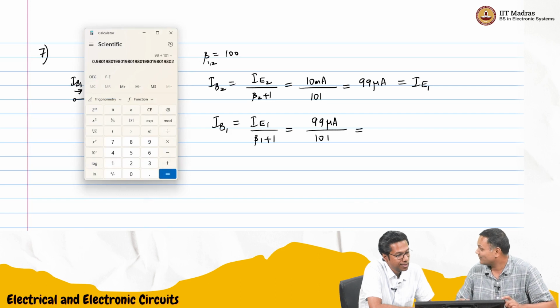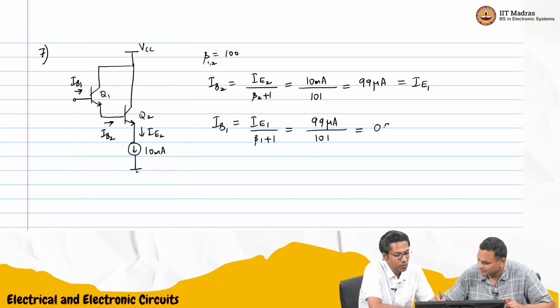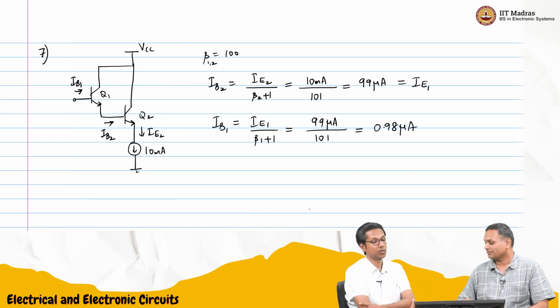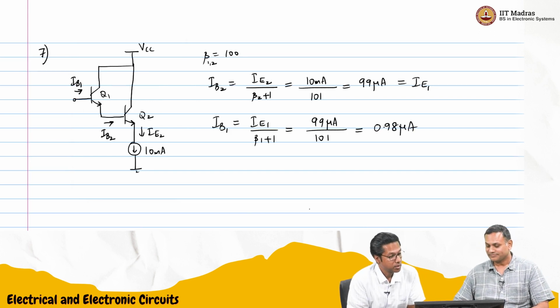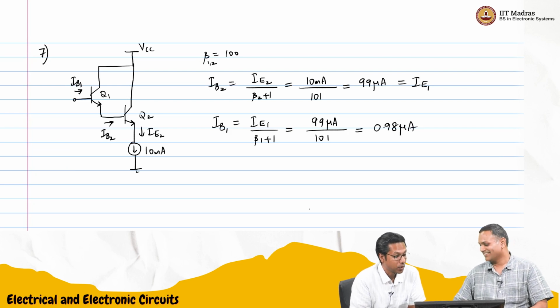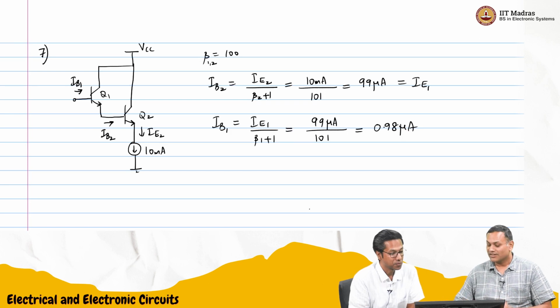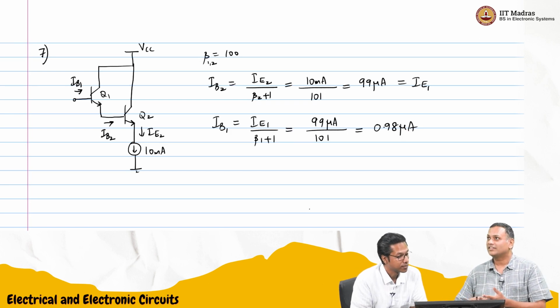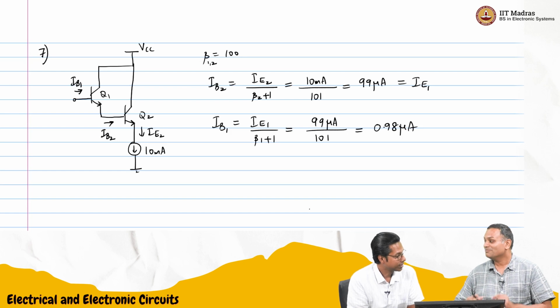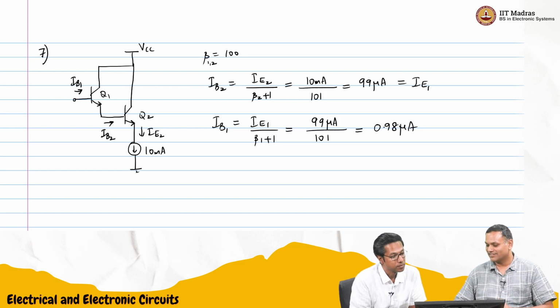So 0.98 microamperes. Oh, this is very small. From 10 milliamperes, it has gone to 0.1. Sorry, correct, 1 microampere. So that is almost 10,000. Right? So it is equal to having one transistor with huge beta. That's what it seems to look like, no?